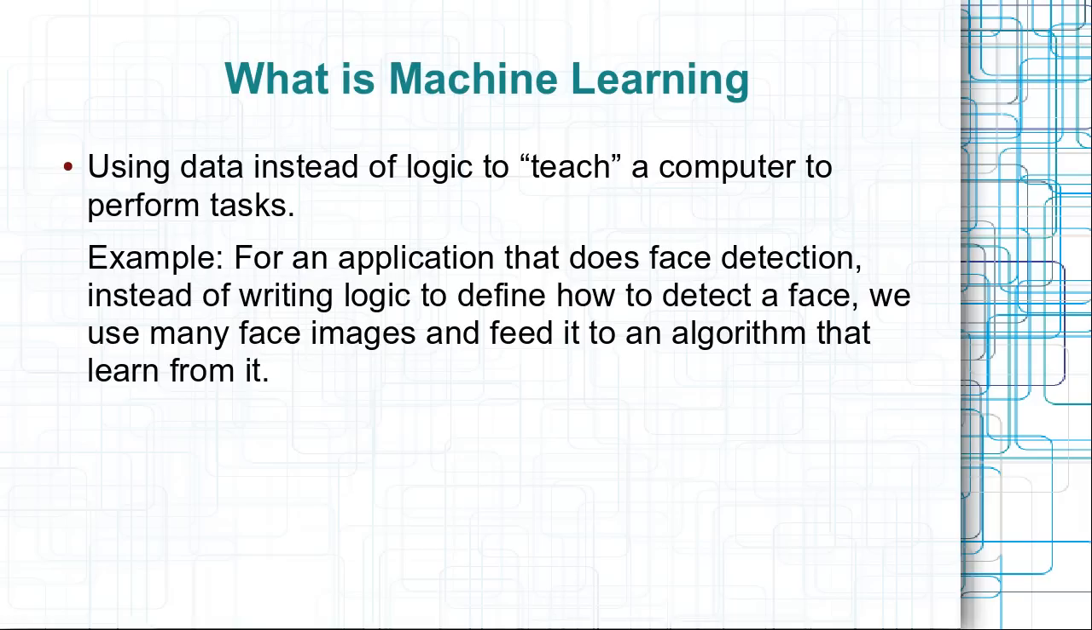So, what is machine learning actually? Using data instead of logic to teach a computer to perform tasks. If we take an example of face detection, instead of writing the logic to define how to detect a face, what is a face, its eyes and nose and mouth, and how to describe them to a computer, we use a lot of faces and we feed it to an algorithm that finds what's common between faces and learns to find other faces later.